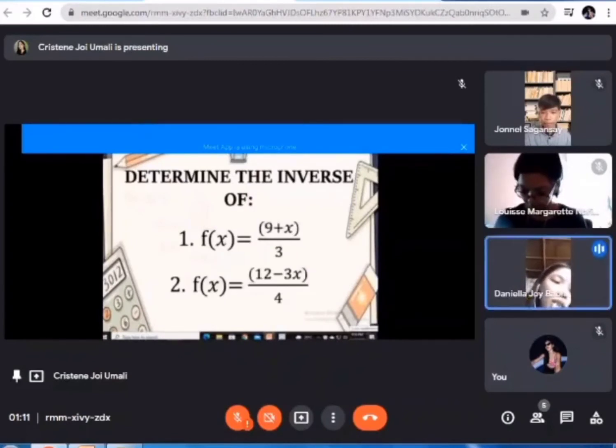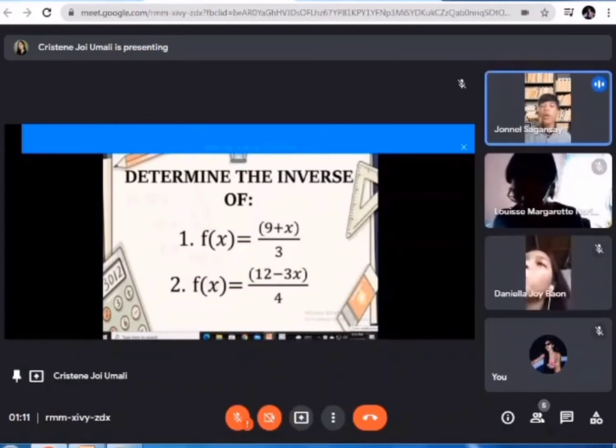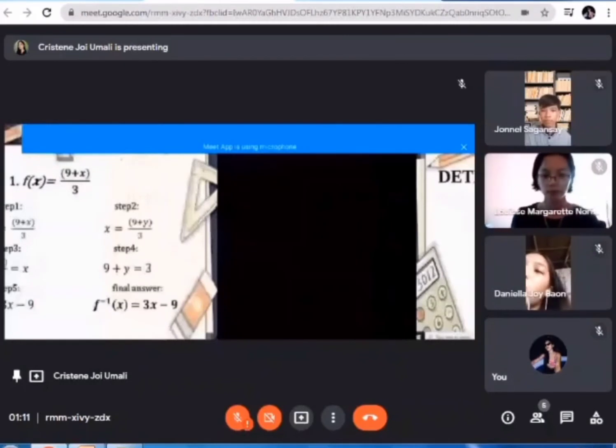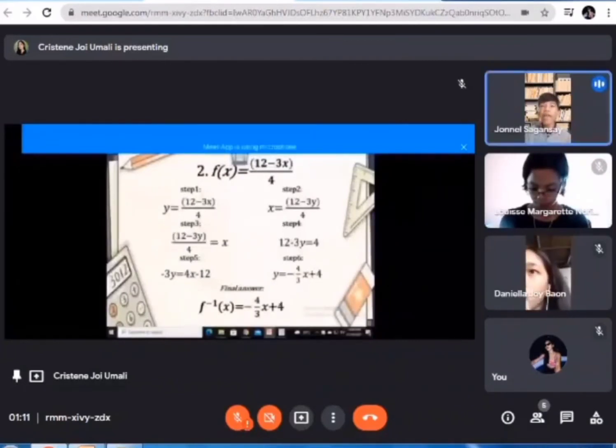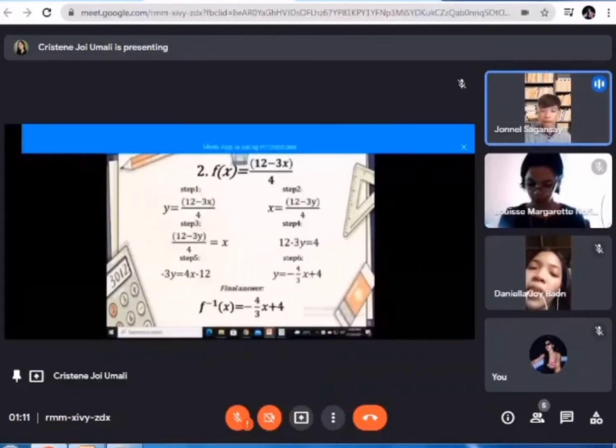F raised to negative 1 x is equal to negative 4 third x plus 4. Okay, now we were going to solve that. F of x equals 12 minus 3x over 4. Lagi nating tatandaan, the step 1 is papalitan natin ng y ang f of x. So, magiging y equals 12 minus 3x over 4. The step 2 is interchange the x to y. So, magiging x equals 12 minus 3y over 4.